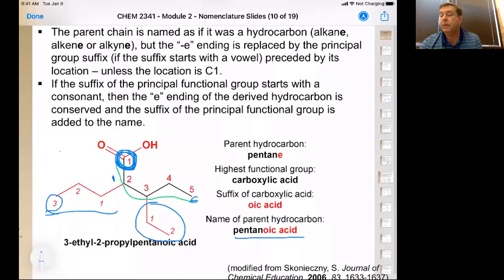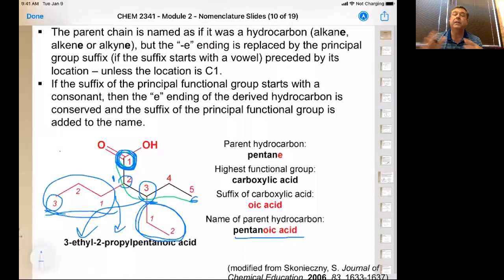So this ethyl group is on that 3 carbon, so we have 3-ethyl. This propyl group is on that 2 carbon, so we have 2-propyl, pentanoic acid. So this is the first time we started dropping that E, because the functional group at a higher priority than a hydrocarbon requires us to do this. Okay.